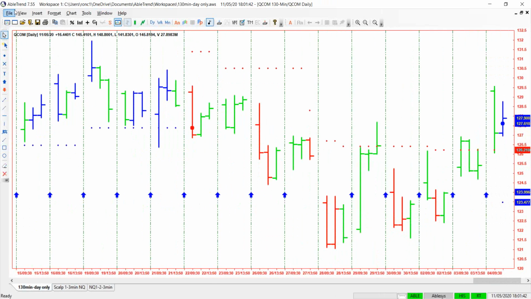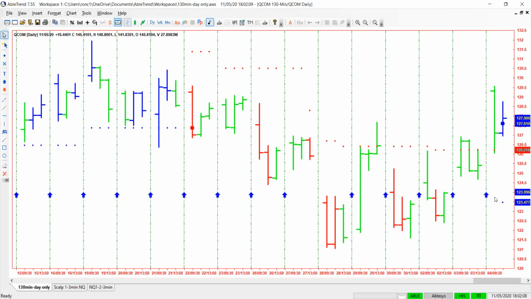So this is Qualcomm. Remember, always with AbleTrend, we combine two time frames in one chart. That's what makes it work so well, and why it's so low risk. So let's take a look at this one here. Now, this is what you would have seen yesterday. If you're looking at this yesterday, this is exactly what you want to see. That's my job, to show you what to look for.